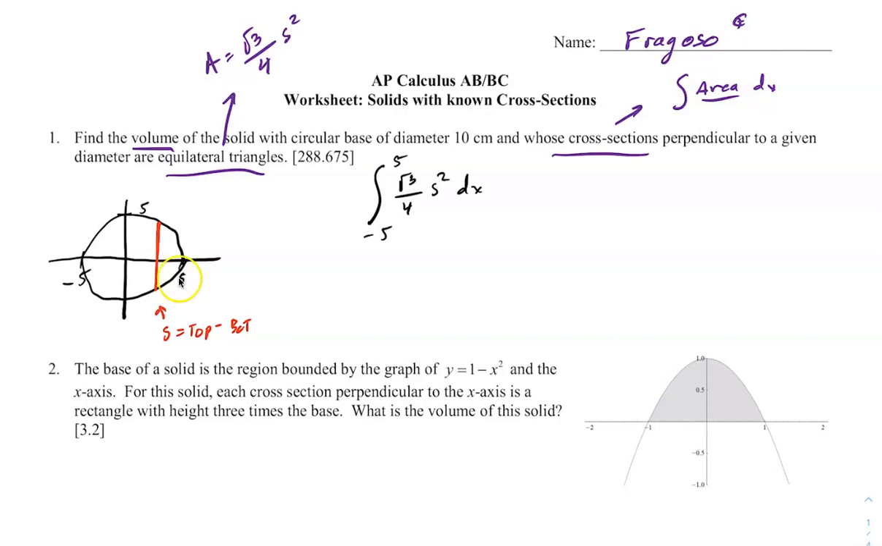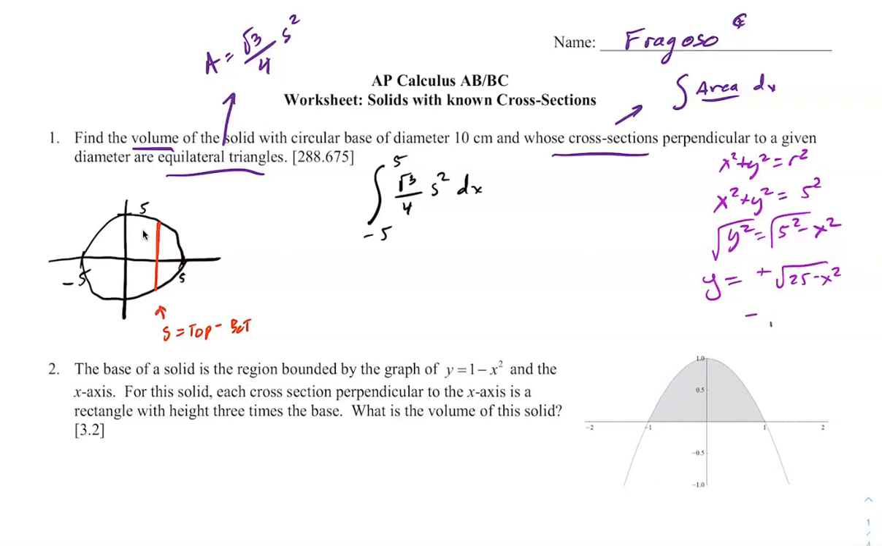Now it's the tricky part. They didn't give me any equation here. So you have to remember we're in AP Calculus, so the equation for a circle is x squared plus y squared equals r squared, especially when it's centered at the origin. I know the diameter is 10, so my radius has to be 5, so x squared plus y squared equals 5 squared. Now we need a formula we can actually use, so I solve for y. y squared equals 5 squared minus x squared, then take the square root, and I get y equals positive square root of 25 minus x squared, and also negative square root of 25 minus x squared.